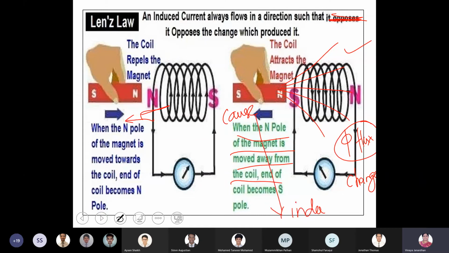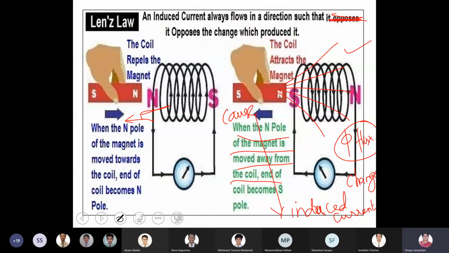The north pole moving away from the loop becomes the cause for the induced current. The induced current doesn't want the cause to happen, which means it wants to pull the north pole towards the coil. If you don't understand this concept, reasoning based questions will become difficult, boys. The nature of the induced current is to oppose the cause which is producing it. What is the cause? The north pole moving away from the coil is the cause.